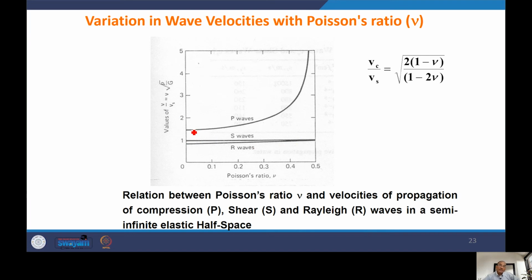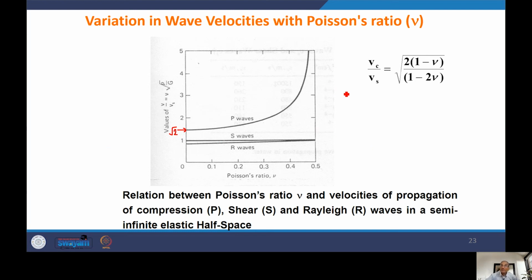Now coming to the P wave, where the P wave velocity is Vp, this ratio is given from this relation. When mu equals 0, this ratio is square root 2. So this value is nothing but square root 2. Okay. When the Poisson's ratio increases, then these values start increasing.